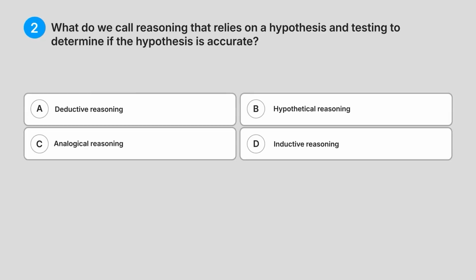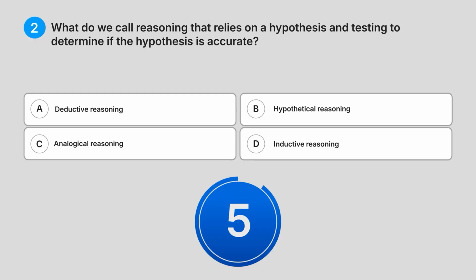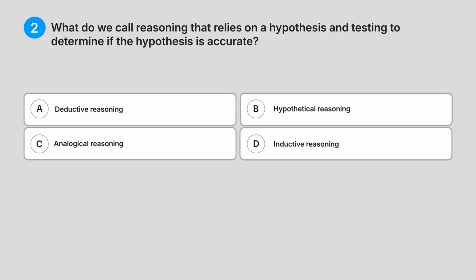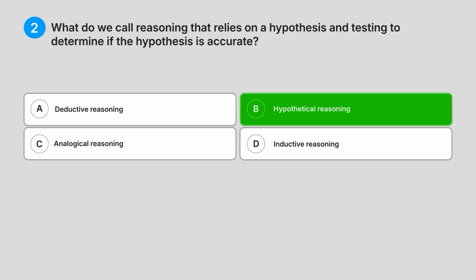2. What do we call reasoning that relies on a hypothesis and testing to determine if the hypothesis is accurate? A. Deductive reasoning. B. Hypothetical reasoning. C. Analogical reasoning. D. Inductive reasoning. Can you guess the answer? Correct answer, B. Hypothetical reasoning.